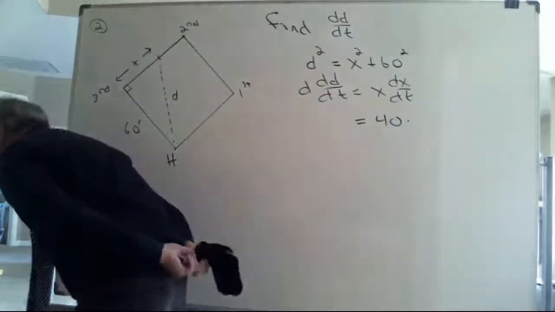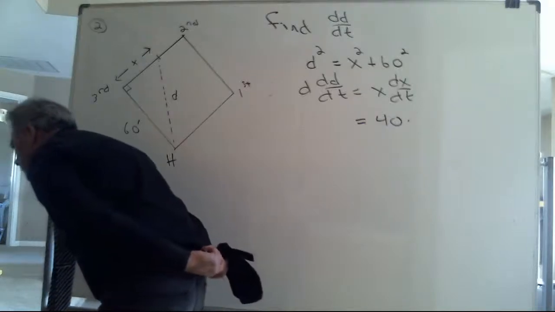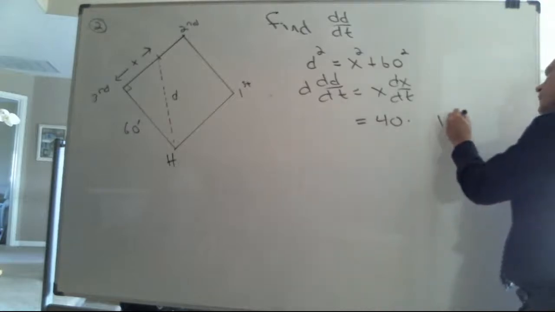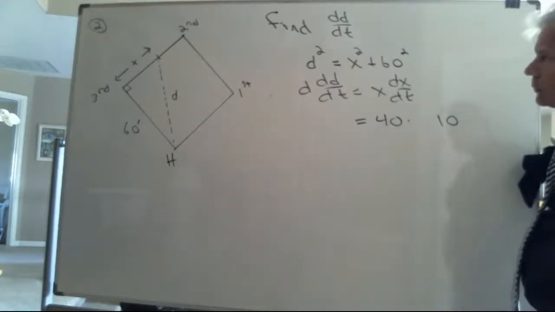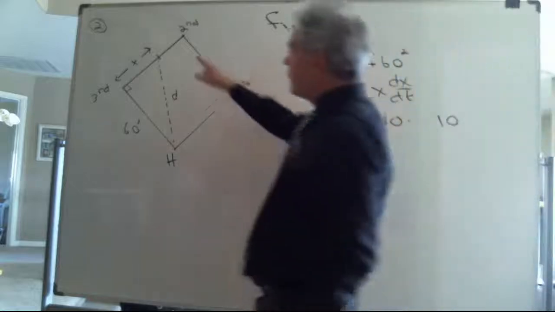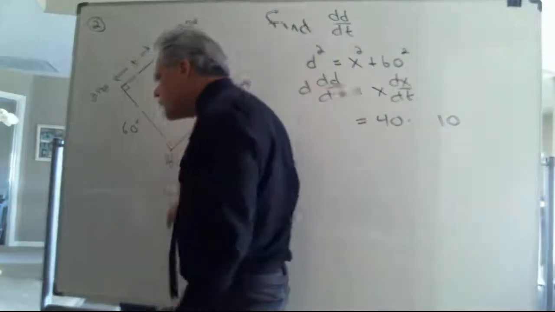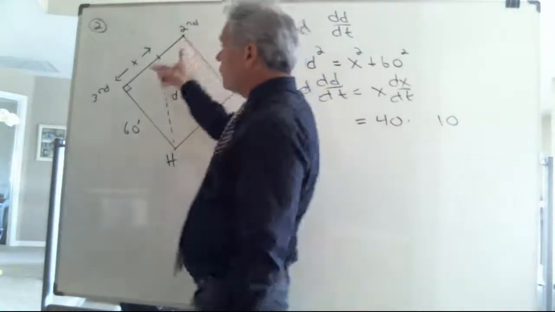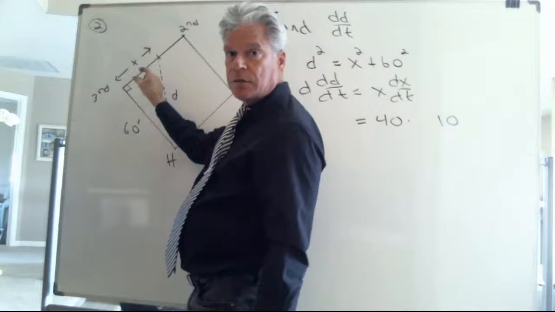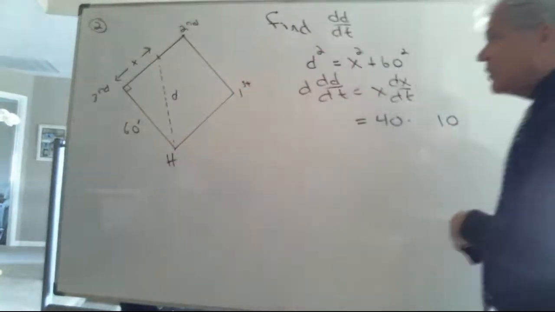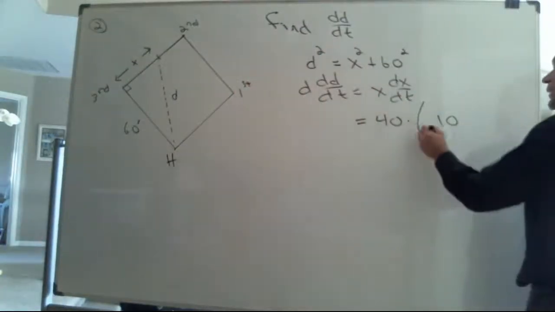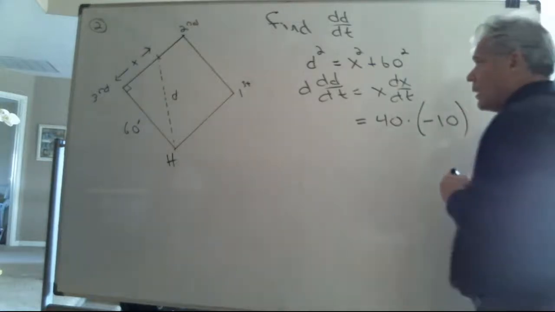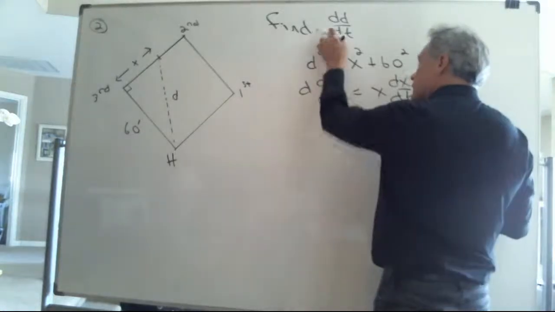Now the runner is running at a rate of 10 feet per second. So replacing dx/dt with 10 feet per second is certainly a mistake. Because if he's running from this base to this base at a rate of 10 feet per second, don't you agree that x is going to decrease in size? And so I think the rate of change of x is actually, numerically speaking, negative 10. I will not put anything in for dD/dt. That's what I'm trying to find.